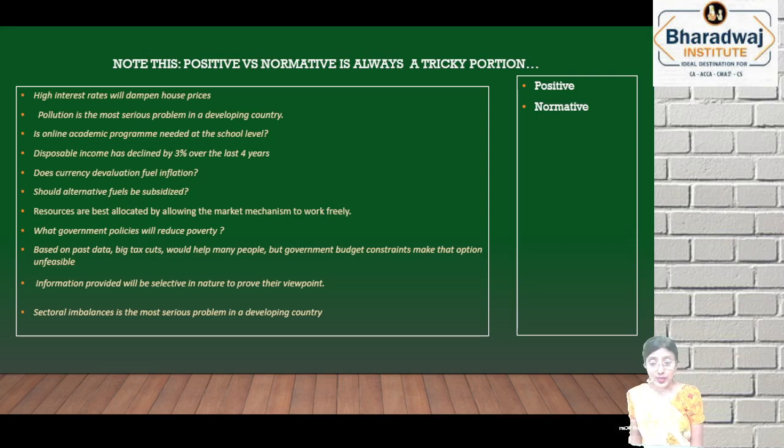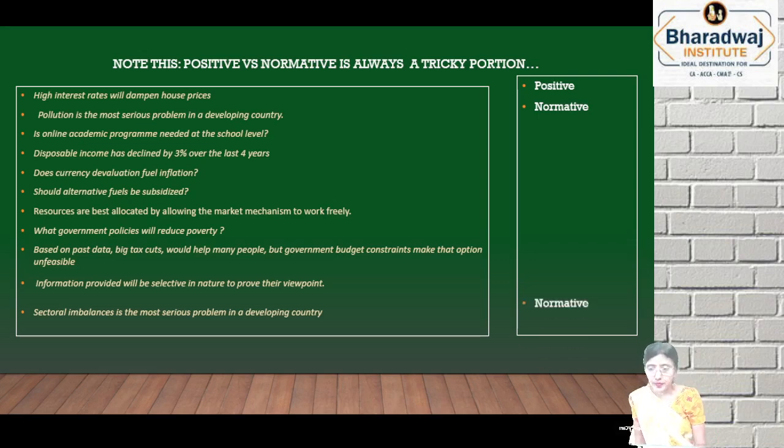Then, pollution is the most serious problem in a developing country. My dear students, please remember, when you say most serious problem, somebody is giving an opinion. I will say inflation is the most serious problem. He can say poverty is the most serious problem. Somebody can say unemployment is the most serious problem. So please remember, degrees of comparison are given: harmful, best, good, worst. All these are indications of judgments being passed by somebody.